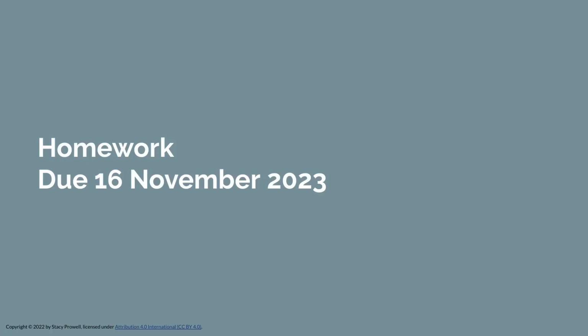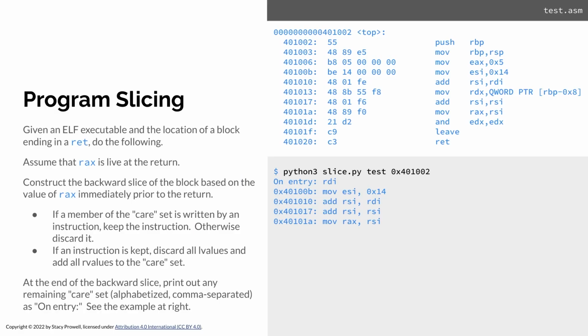We have homework from last time. The homework is program slicing. So you're going to use Capstone and you're going to slice a little bit of ELF code. I'm going to give you programs that end with a return, so don't panic too much about this. And we'll assume that RAX is live at the return.